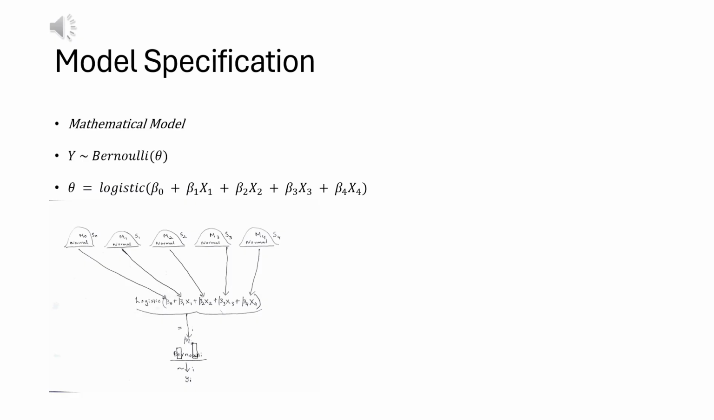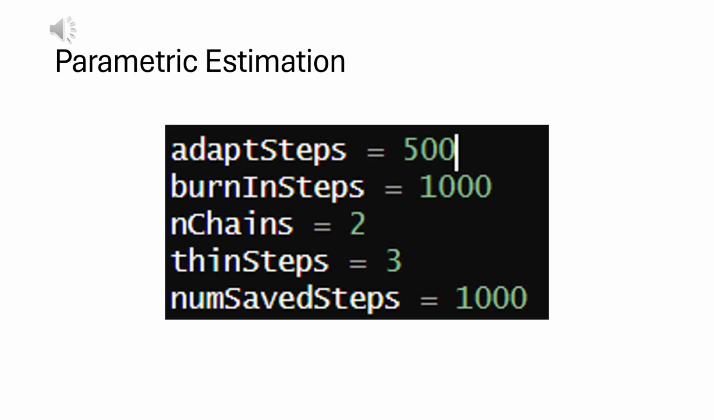Here we have specified our model. First, we have written up a mathematical model. As you can see, we've considered 5 beta coefficients, beta 0 to beta 4, and 4 x variables, x1 to x4, as of now. We've also drawn up a model diagram to capture our JAGS model. When it came to running our model, the parameters we fed in were as follows.